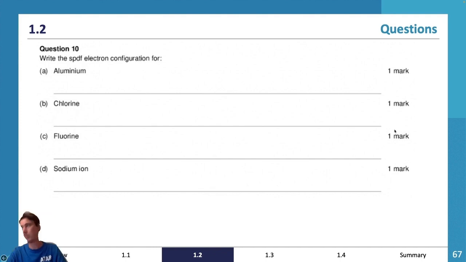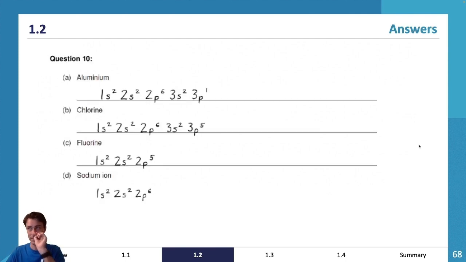And hopefully you're back, and you had a go at this one. Again, just use the periodic table. It's a pretty straightforward way of doing it. So you've got aluminium, chlorine, fluorine, and sodium ions. Again, look at how many protons I have, and they have the same amount of electrons. So aluminium here has 13 protons, so therefore you're going to have 13 electrons. So you're going to do your 1s2, 2s2, 2p6, you're at 10 now, 3s2, 12, 3p1.